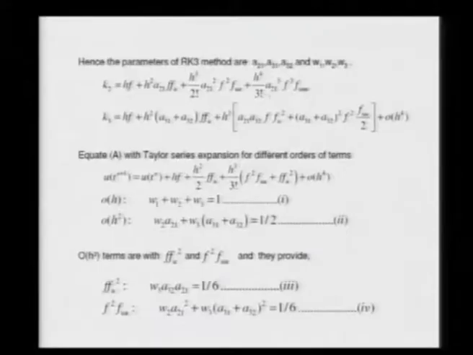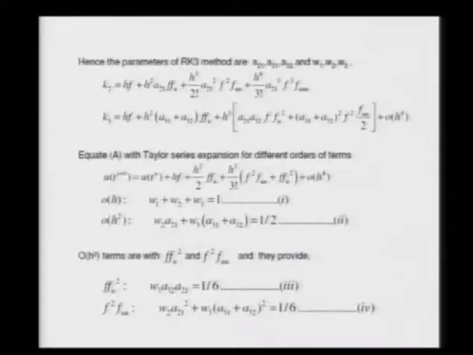In the same way you can expand k3 in terms of the function f at the starting point plus various functions and its partial derivatives with respect to u at different points, which involve all these unknown coefficients a31, a32, etc. Again, we indicate this all the way up to the h cube term.